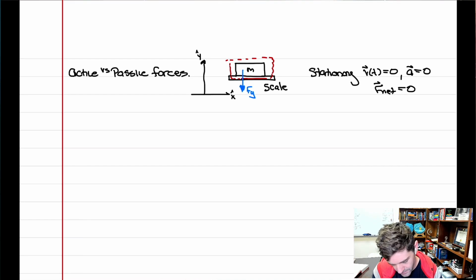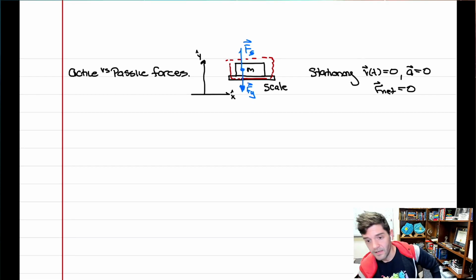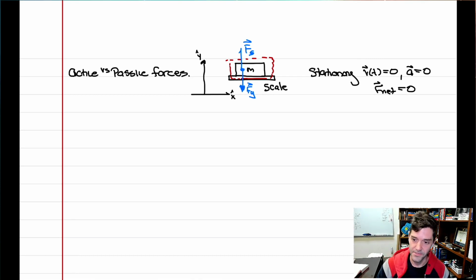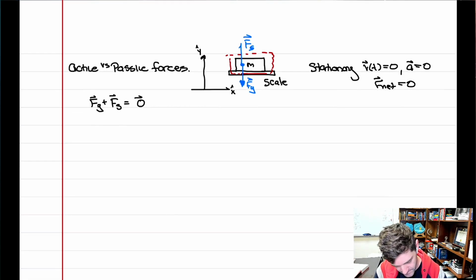Just by knowing that the net force has to be 0, I know that the contact force from the scale better be pointing exactly up, no horizontal component in this case, and be equal in magnitude and opposite in direction to the gravitational force. Again, not because it's a Newton's third law pair. So then I know the gravitational force plus the scale force better equal 0 in this case. That's very general, written down as vectors.